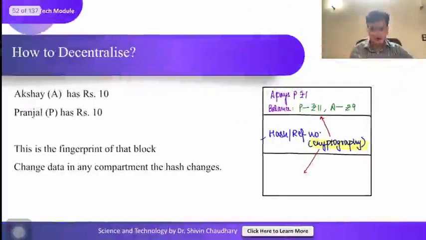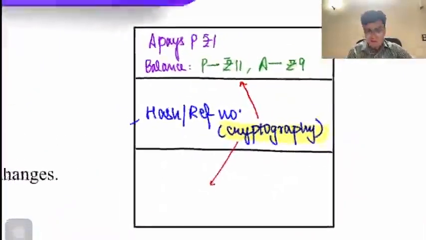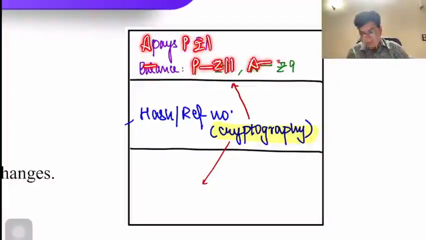Okay, all right. So now what we do is we say Akshay has ₹10, Pranjal has ₹10, Akshay pays Pranjal ₹1, right? तो मैं क्या लिखूंगा? Let's say this is my first block. So what will I write here? I will write A pays P ₹1, balance remaining P ₹11, A ₹9.